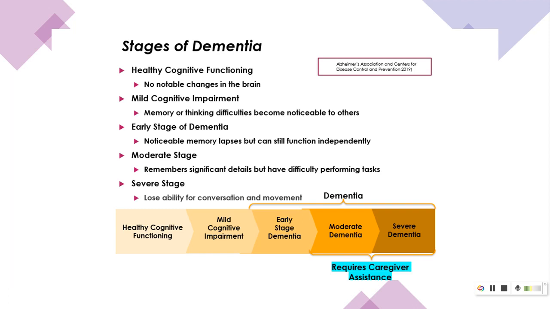Then when we get to the moderate stages is where we'll start to see more noticeable behavior changes. They might remember significant details of past events or current events, but they will have some difficulty performing tasks. So kind of at this stage, the person might start to need some help with some of their activities of daily living or their daily tasks that they do.